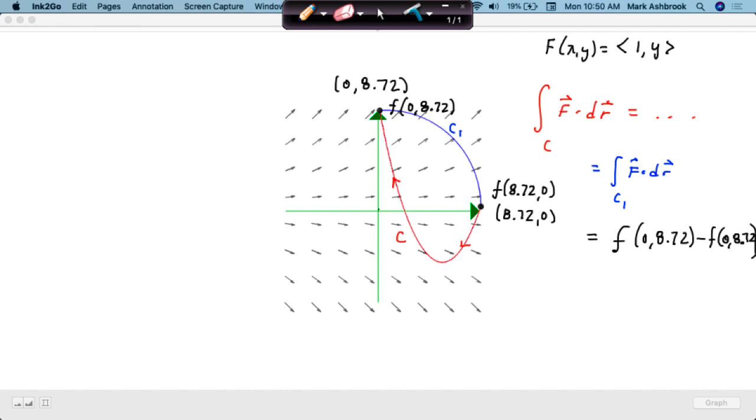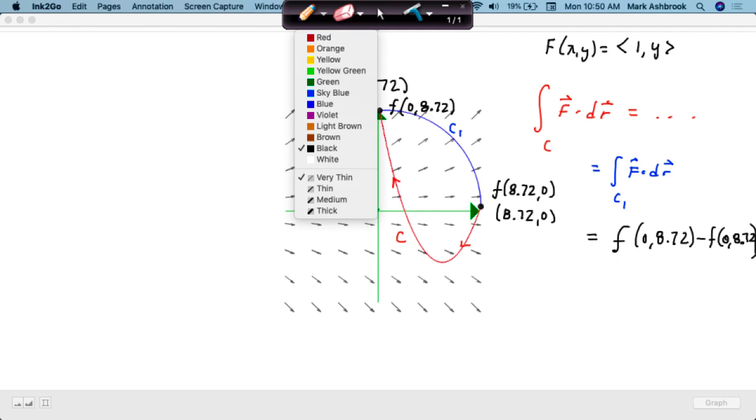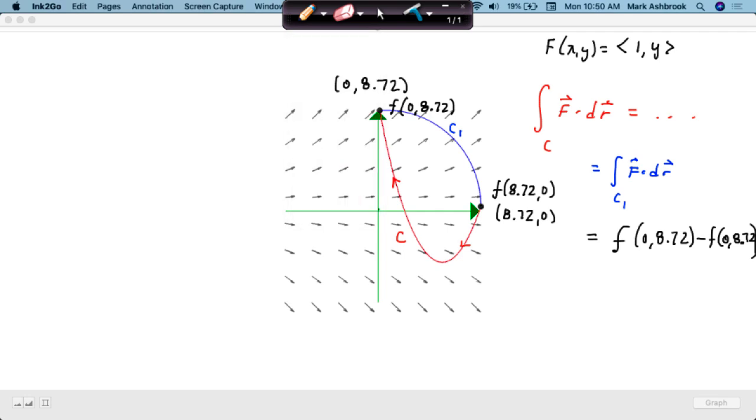Yeah, go ahead. Do a straight line from, yellow doesn't show up, how about light brown? So from where to where? From (8.72, 0) to (0, 8.72). So I could actually do a line integral along that path. Call it C2.